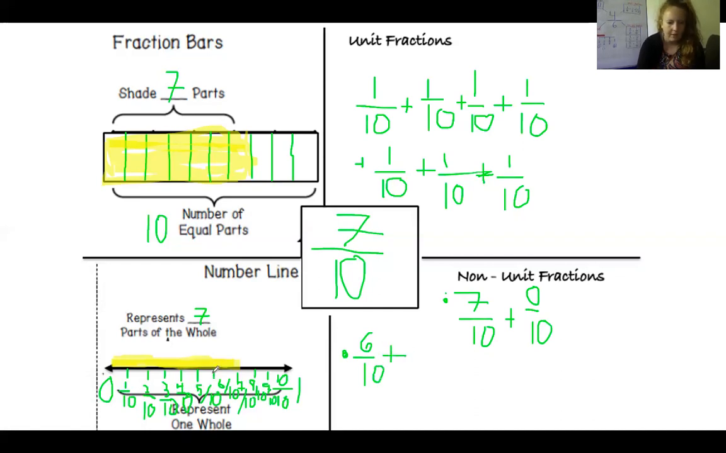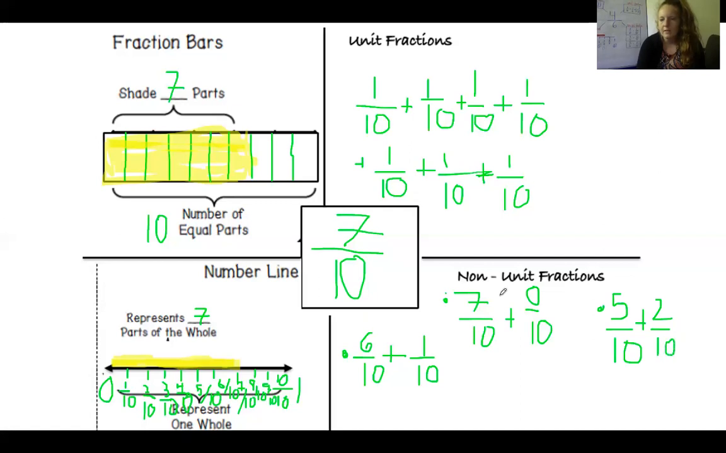How much would I have to add to 6 tenths to get to 7 tenths? Well, I can use my number line here. I would just need to add 1 tenth. Okay. Let's do 5/10. How much would I have to add to 5/10 to get to my 7/10? Exactly, 2/10.